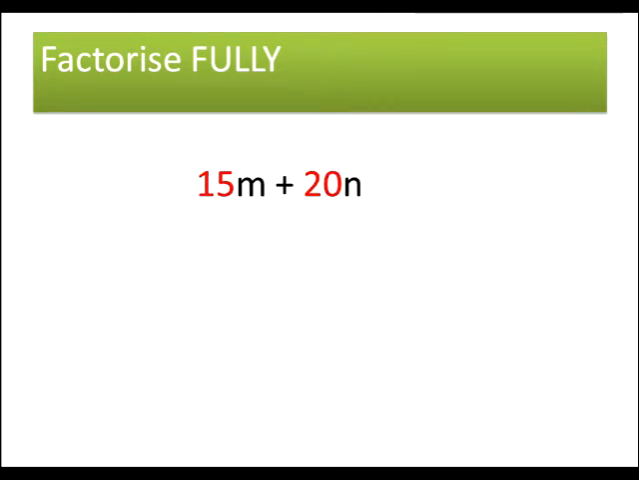Now, we can look at the numbers. We can see that 5 is a common factor. And in the letters, there's nothing common. So all I can take outside is a 5. What do I need to multiply this by to make 15m? 3m's. And what do I need to multiply to make a positive 20n? Well, positive 4, make the 20, chuck the n on, and we're done. So that's the answer.